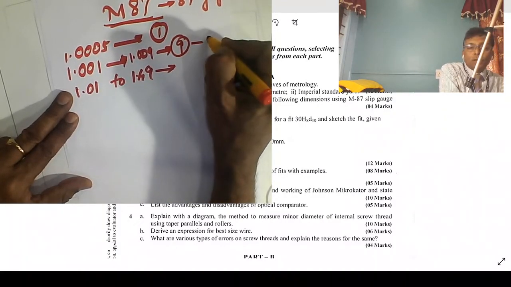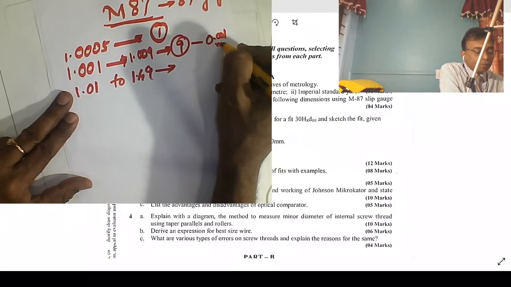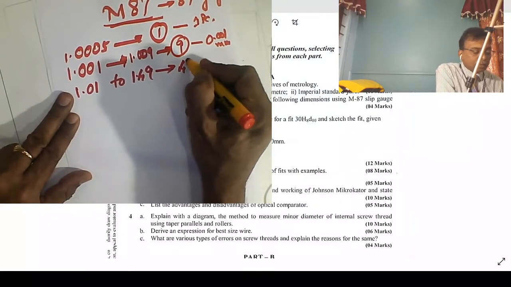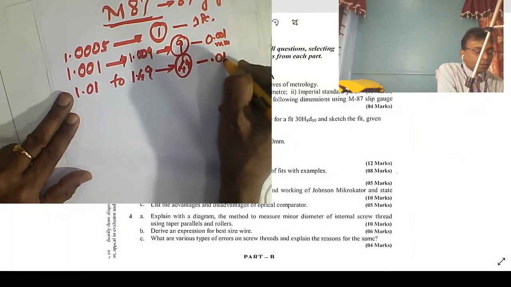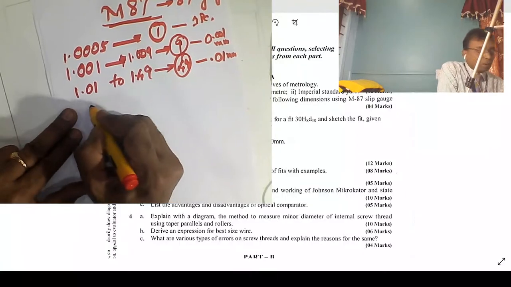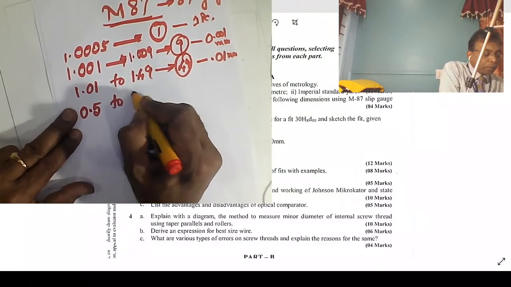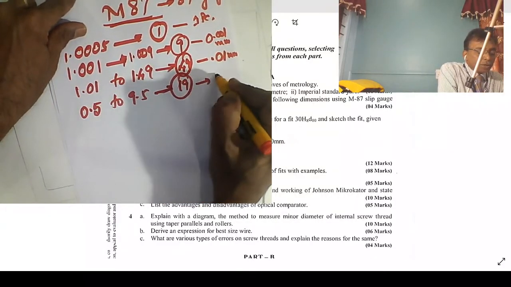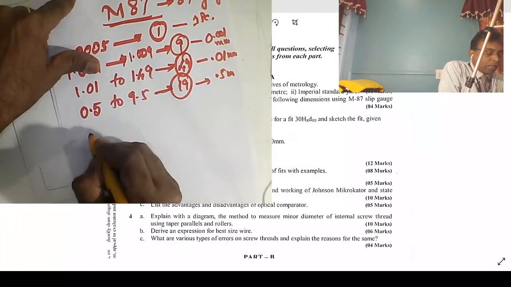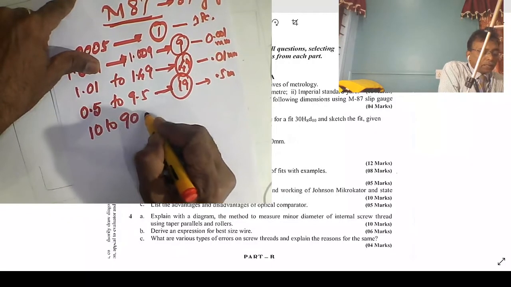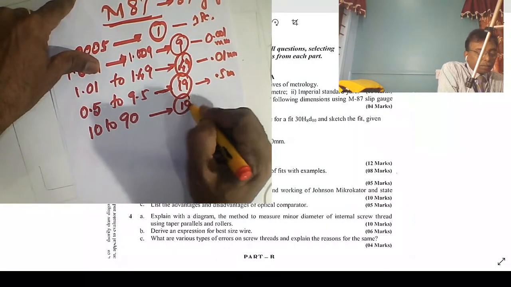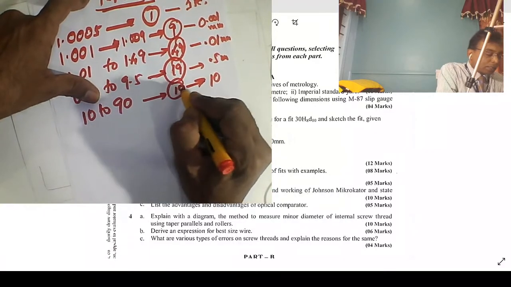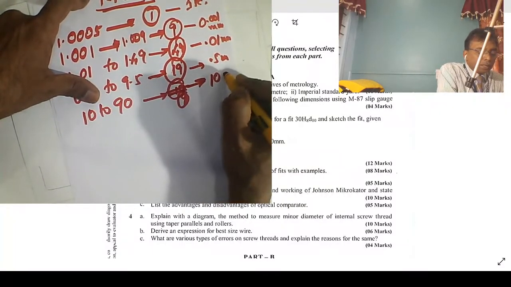This is in the range of 0.001 mm. This is anyway one piece. Next, these are 9 pieces. These are 49 pieces in the range of 0.01 mm. Next, 0.5 to 9.5. These are totally 19 pieces in the range of 0.5 mm. Next, 10 to 90 mm. These are 9 pieces, 10 mm each.